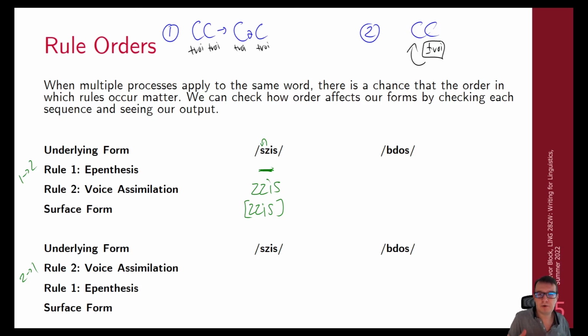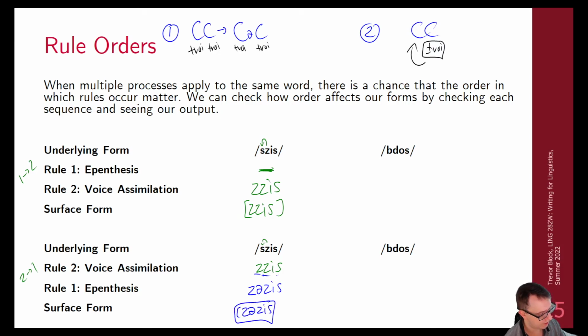Now let's say we do the rules in the opposite order. And first we do voice assimilation. So first, that Z is going to make that S voiced, so we get Zis. And now we do epenthesis. Well, now we have two voiced consonants back to back, so we can apply epenthesis and we can get Zis. So now our output is Zis.